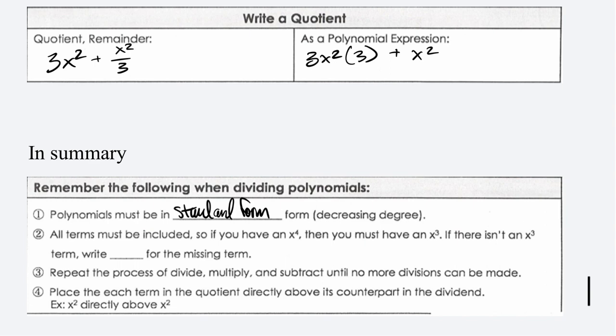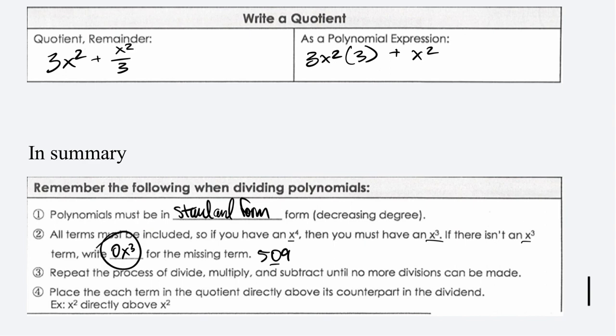So if you have an x to the 4th, then you must have an x to the 3rd. If there isn't an x to the 3rd, you write 0x to the 3rd. This sounds weird until you think about, how do you write the number 509? It's 509. There are no tens, so we use a 0 as a placeholder.